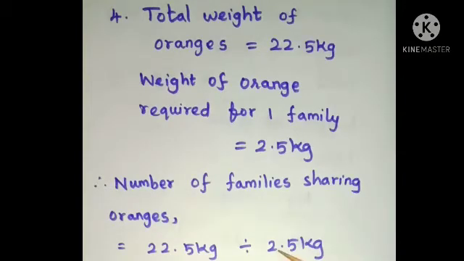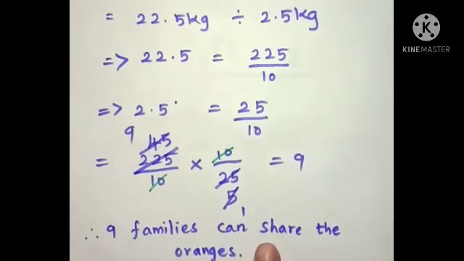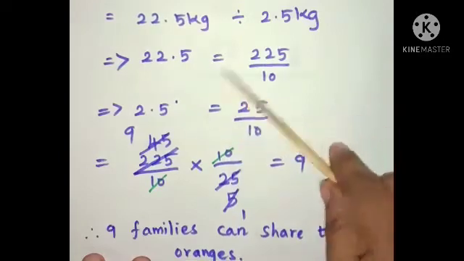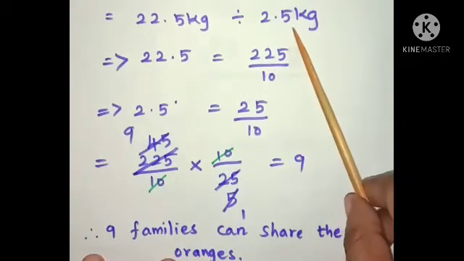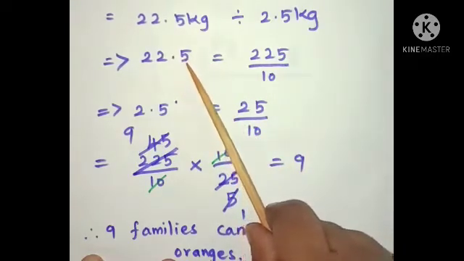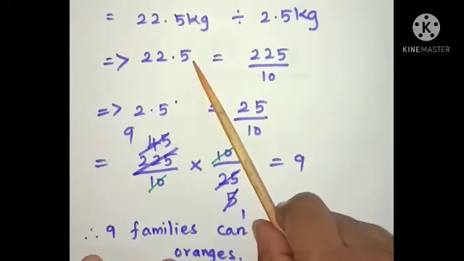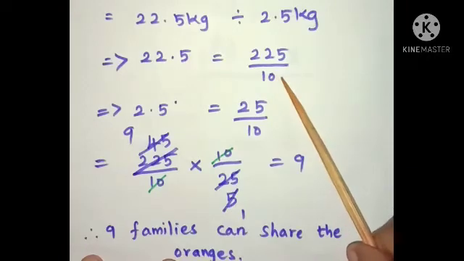Children, here we learn the division of a decimal number by another decimal number. First, write down the first decimal number, that is 22.5. We can write it as 225 by 10. And 2.5 can be written in fraction form as 25 by 10, because after the decimal point only one digit is present. Therefore, in the denominator you have to put 10.